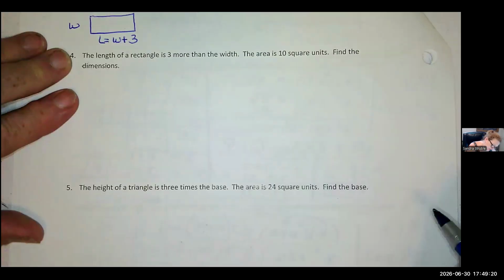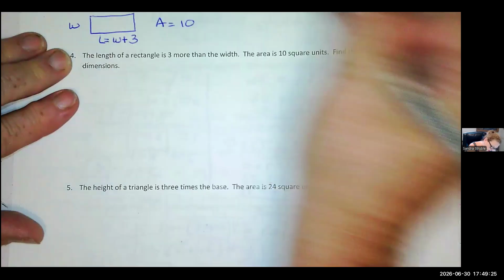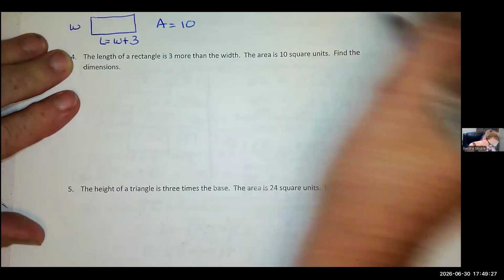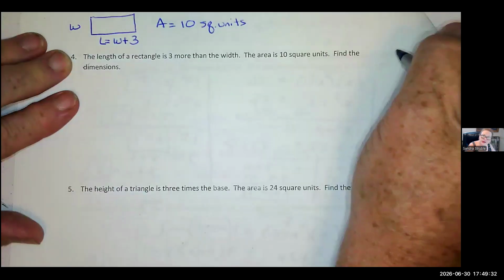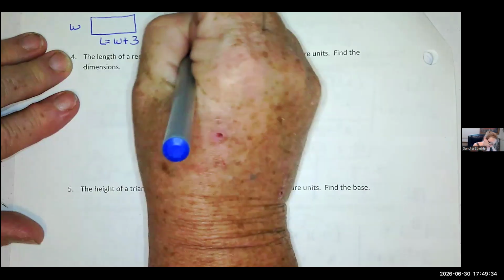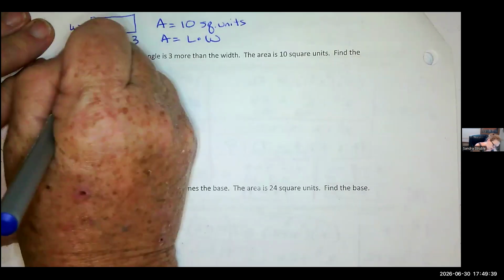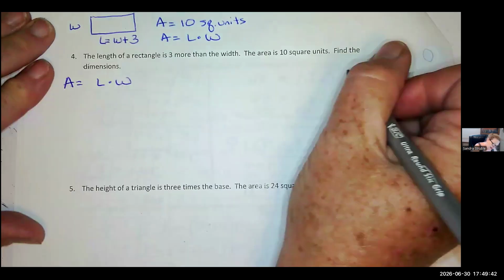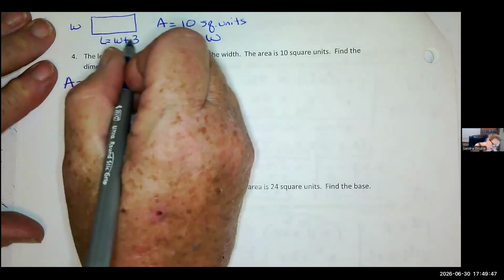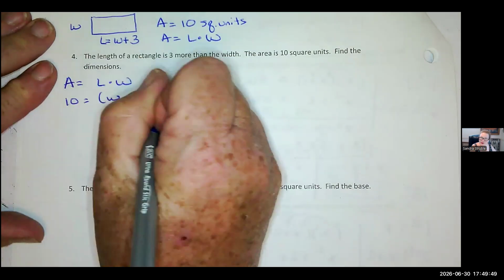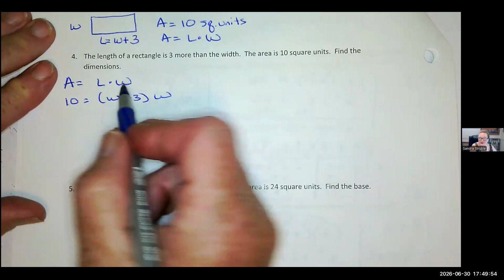The area is 10 square units. I'm going to go square units. Find the dimensions. Okay, so area is equal to length times width is what you need to understand for a rectangle. Area, they're telling us, is 10. Length is W plus 3, because we want everything to be in terms of W so we can solve for the width. You don't want L times W because that doesn't help you solve anything. You need everything to have the same variable.